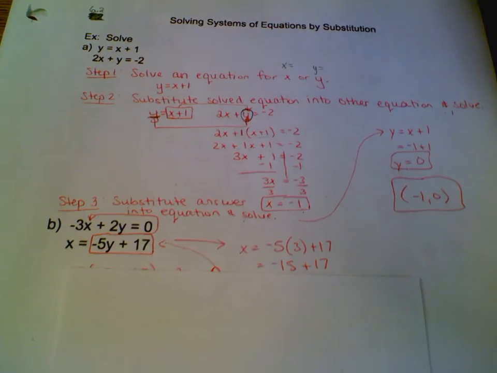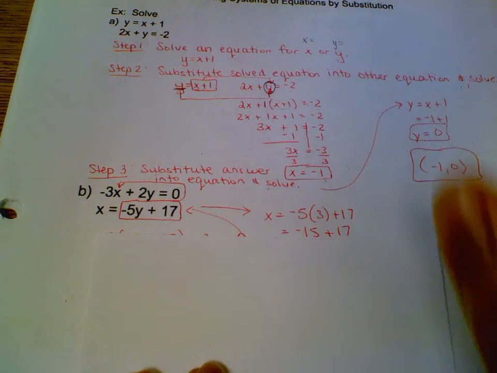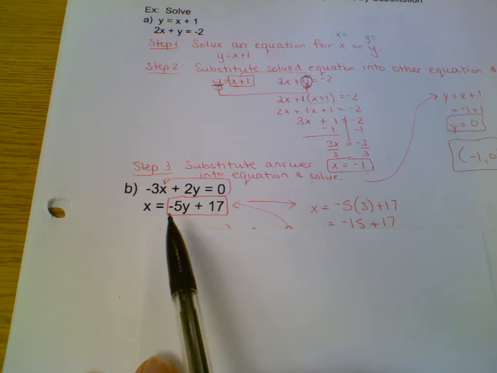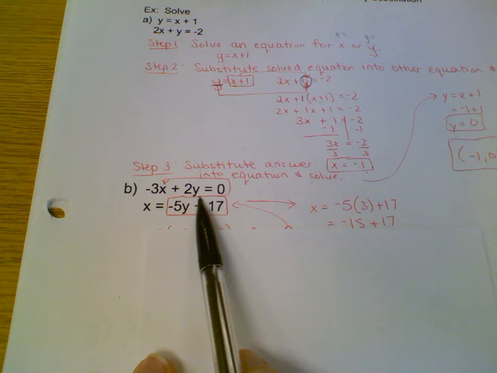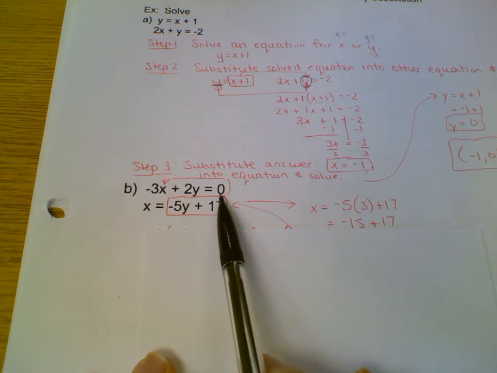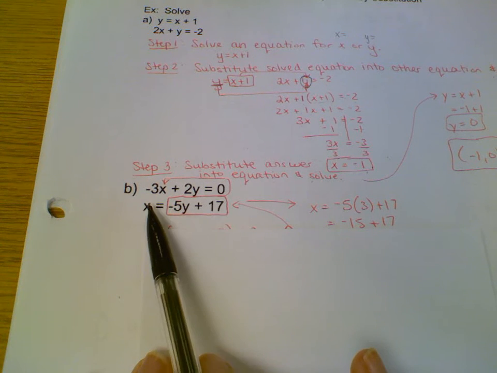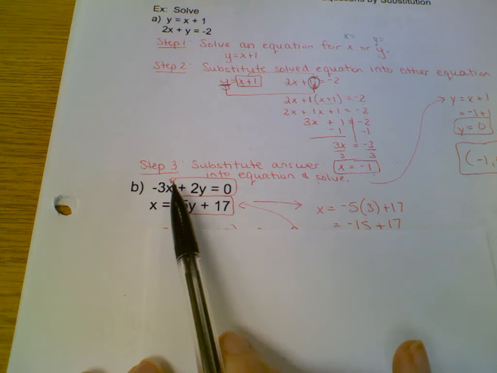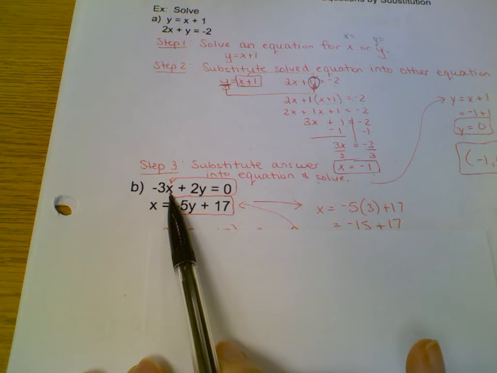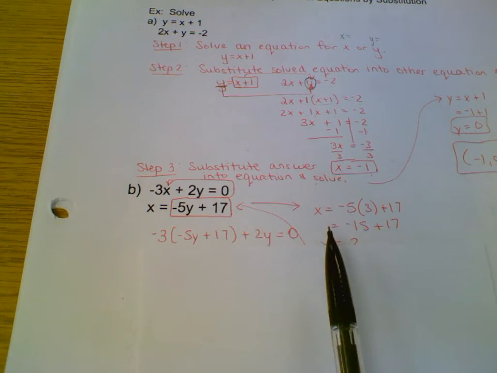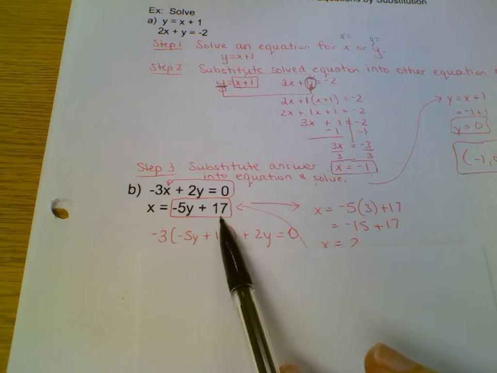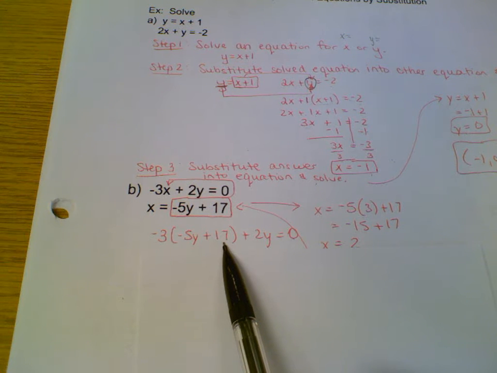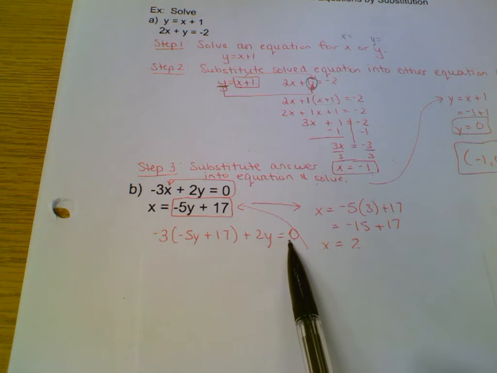Here's my second system. I'm looking for a solved equation. Notice the second one says x equals. So this is the one I put my box around, and I want to substitute it in the top equation. Since it says x equals, I'm going to replace it into the x spot. So now my new equation is the -3, my x comes out, and -5y plus 17 goes in, my plus 2y, and then equals 0.